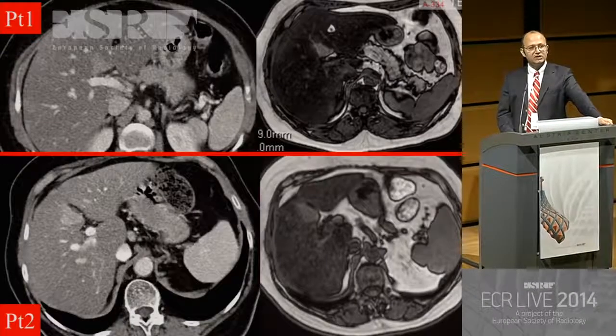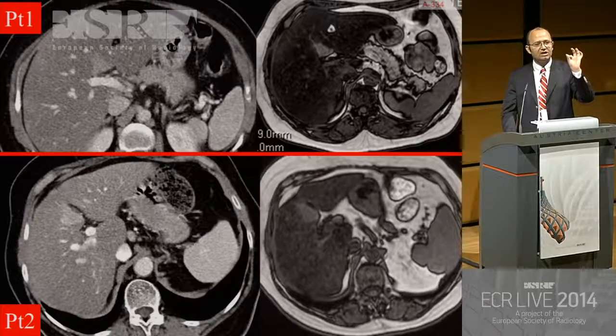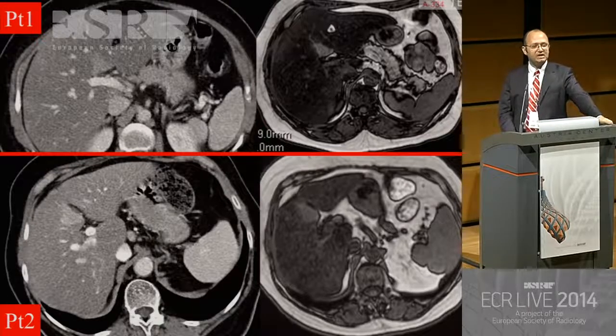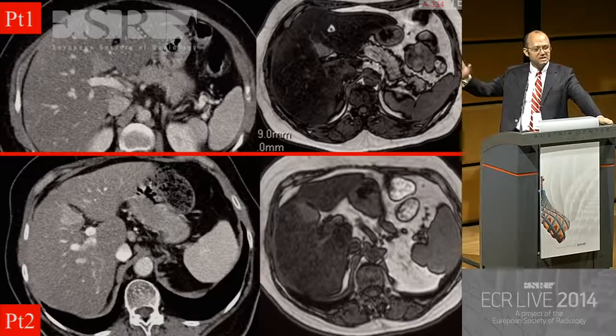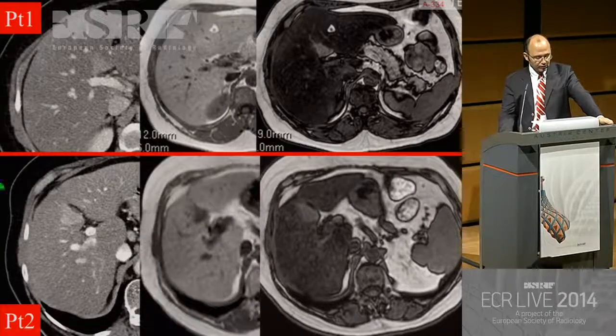How about these 2 patients? We were puzzled with these patients because one had a focal fat sparing, the other one had a hypervascular metastasis. Both patients have a cancer history. So how are you going to make the diagnosis? It is not possible to diagnose from these images, but if you do in-phase imaging, look at the metastasis.